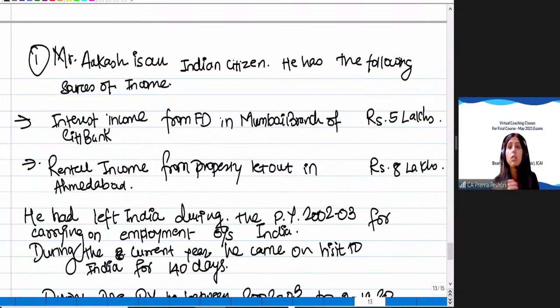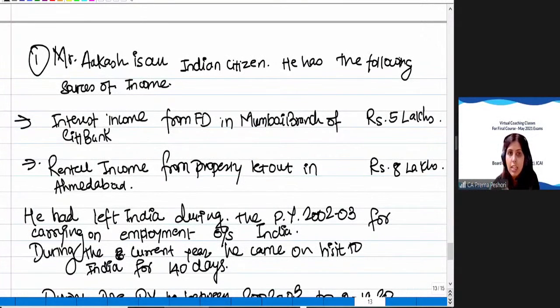Some of you have written in the answers that the 60 days condition is fulfilled, but the past 4 years 365 days condition is not fulfilled. That is not the correct answer. Though your answer is correct, the reasoning is incorrect. The person has been outside India for a while, since 2002-3, and he comes on visit to India every year. So in this case, we will apply only the first category, which is the 182-day condition. Here, the 365-day condition doesn't matter. Only the first condition matters, which is the 182-day condition.